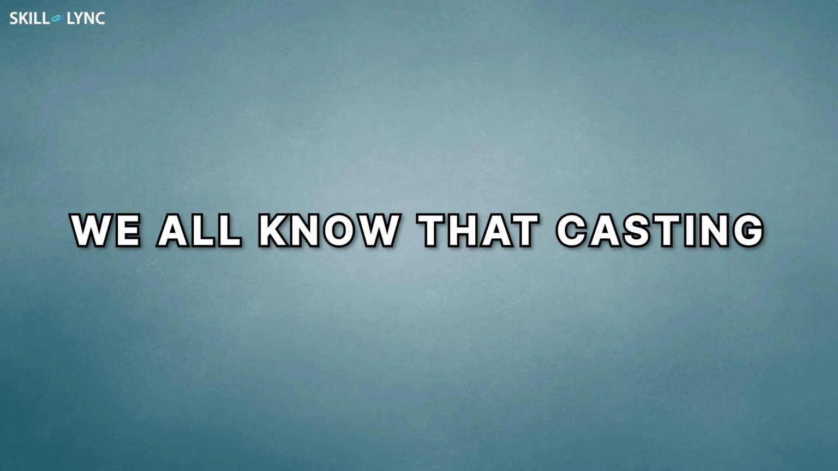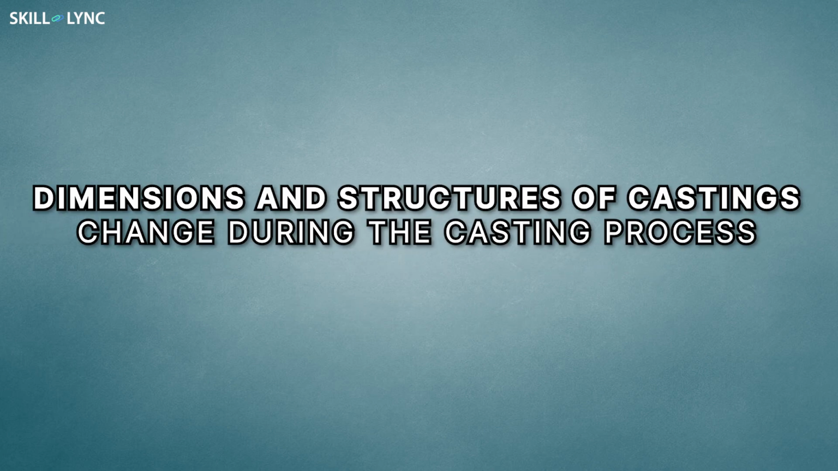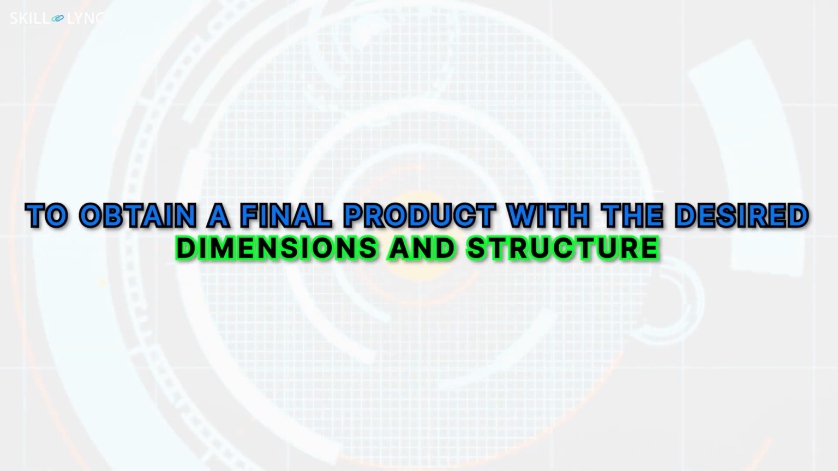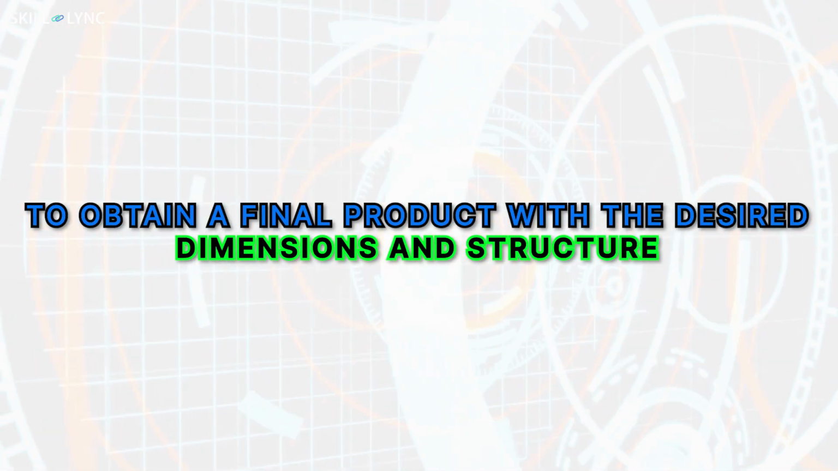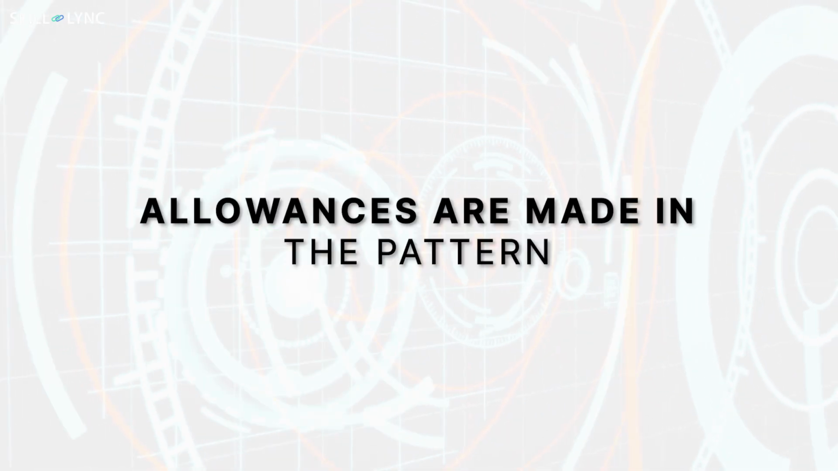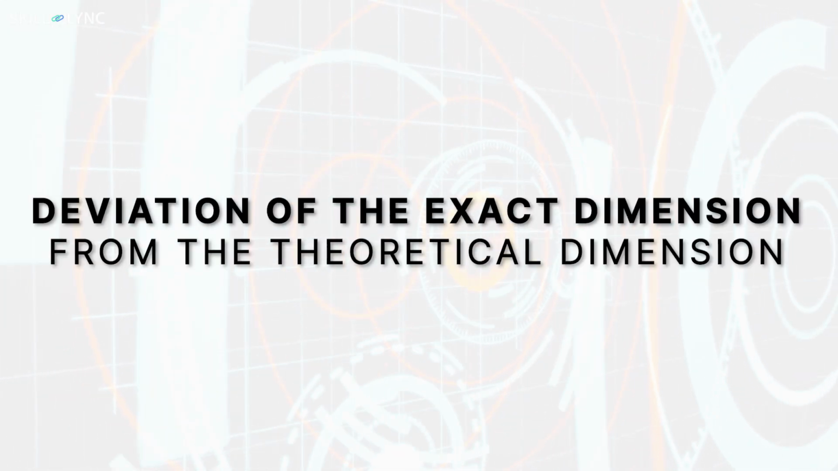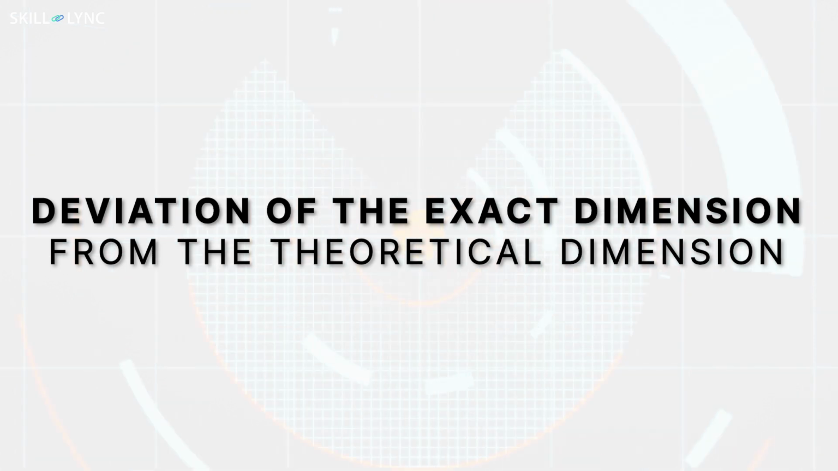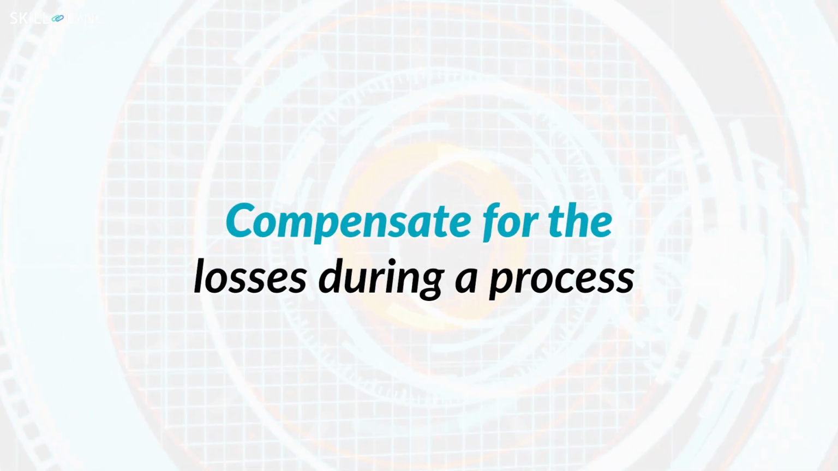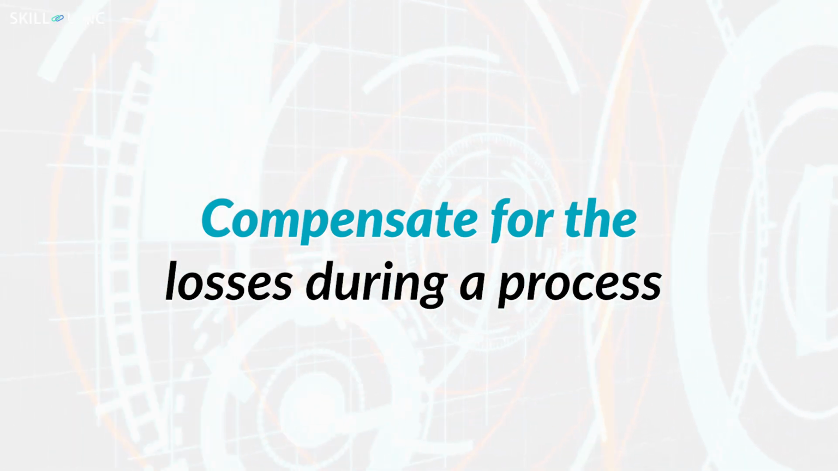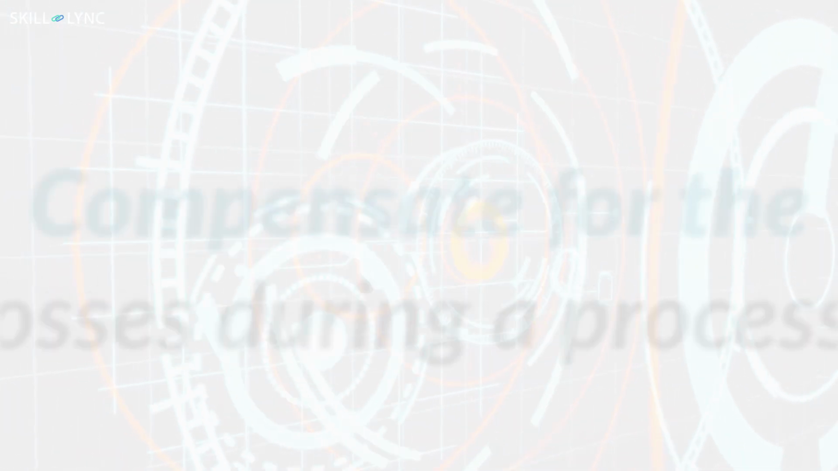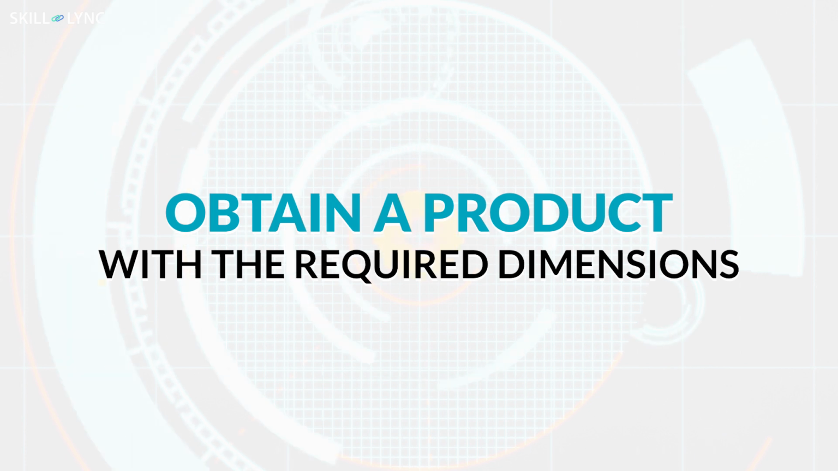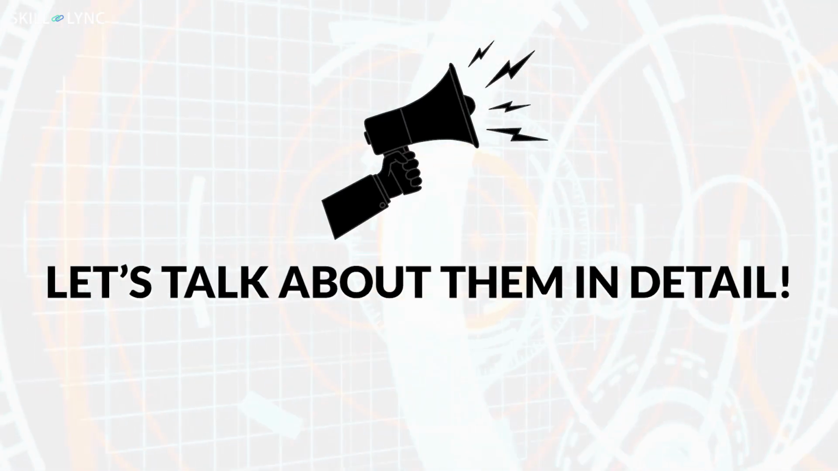We all know that casting is a long process, don't we? During this process, there are changes in the dimensions and structures of the castings because of several reasons. To compensate for such changes and obtain a final product with the required dimensions and structure, allowances are made in the pattern. An allowance is the deviation of the exact dimension from the theoretical dimension that we required. This deviation in dimensions is used to compensate for the losses during a process and hence obtain a product with the required dimensions. Let's talk about them in detail.